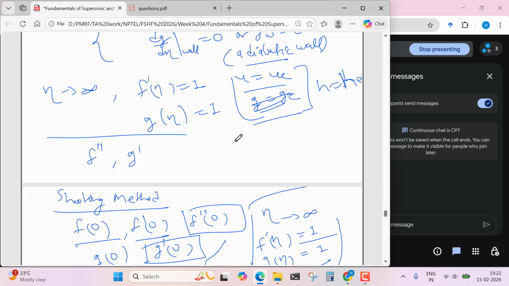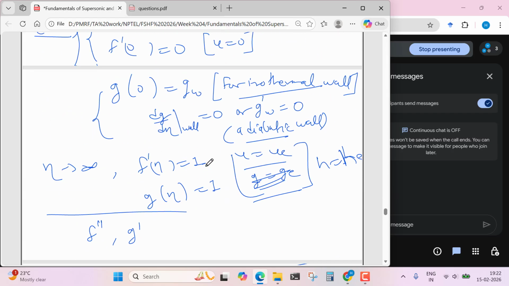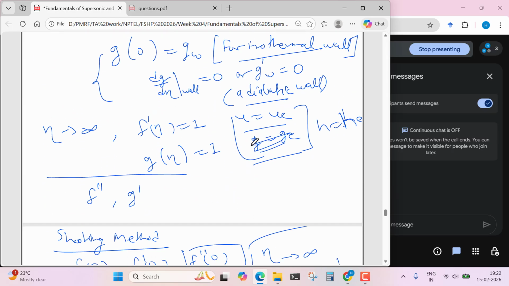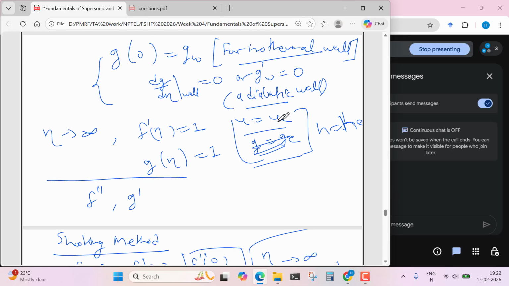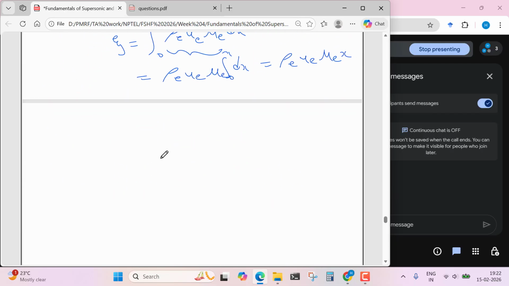So G dash 0 is 0, no, sir, for an adiabatic case? So we have that value. Why do you have to assume? Oh, it depends. Okay. G dash 0 will be... this was for the isothermal case. For the isothermal case, G dash 0 will not be 0. So there are two cases, the isothermal case and the adiabatic case.